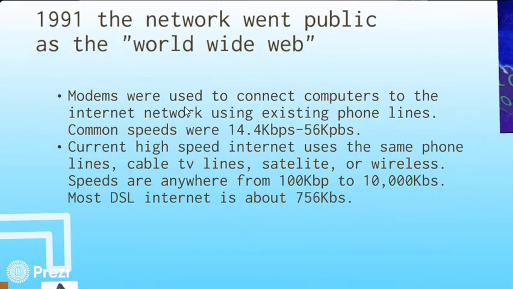Modems were used to connect computers to the internet network using existing phone lines. Common speeds were 14.4 kbps to 56 kbps. So the speed was up to 56 kbps only, compared to what we have now, where with fiber optic connections we could reach up to 100 Mbps.